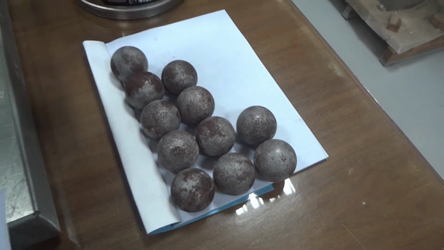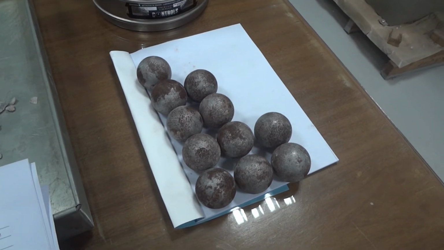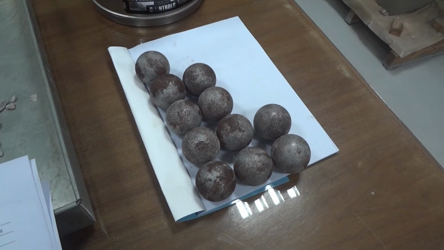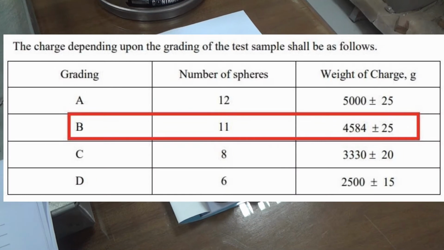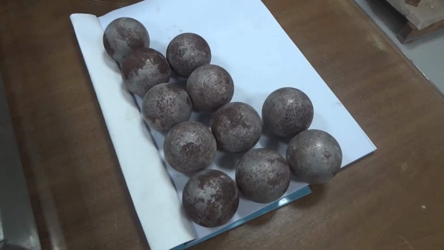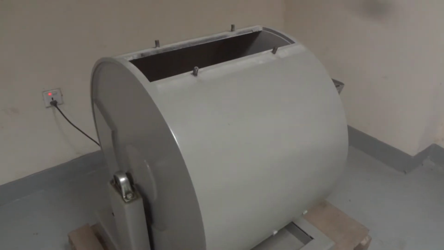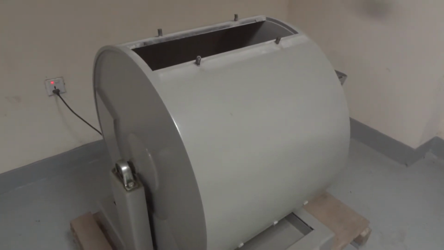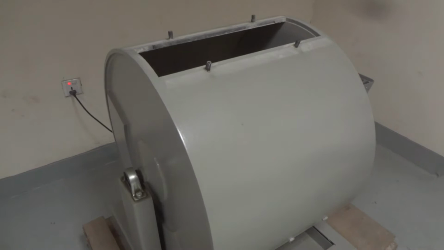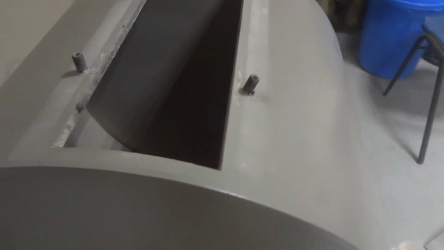Corresponding to the selected grading, take the abrasive charge. For grading B, we need 11 balls. Before starting, ensure that the cylinder is clean from inside. Now, place the aggregate sample along with the abrasive charge in the cylinder.